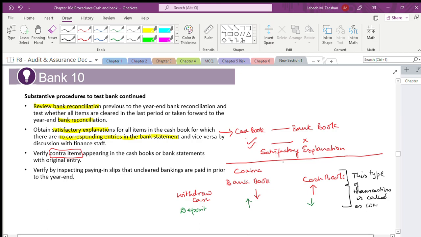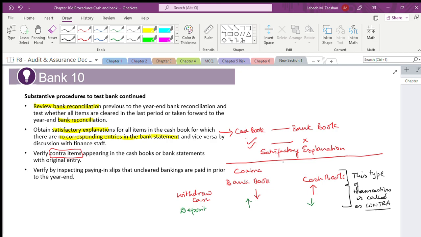Mister, can you repeat again? Fine, I will repeat. Nowadays nobody will teach this. This is the thing we learned when we were in plus two. Now nobody will tell you this. Contra items. What is the contra? Contra means both the books will get affected.